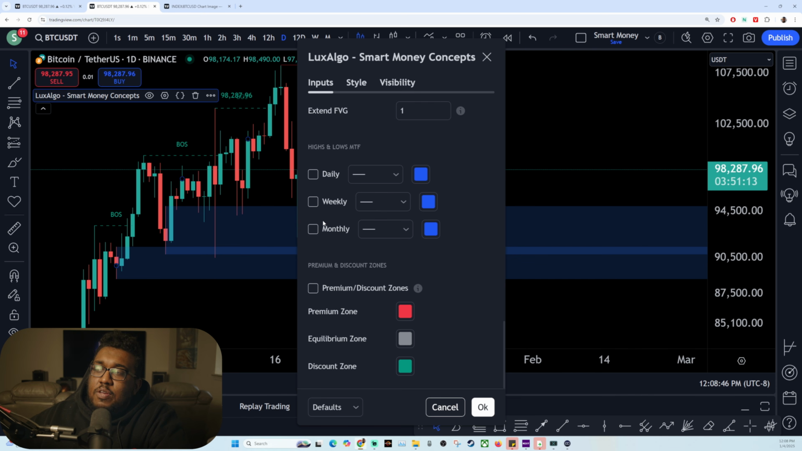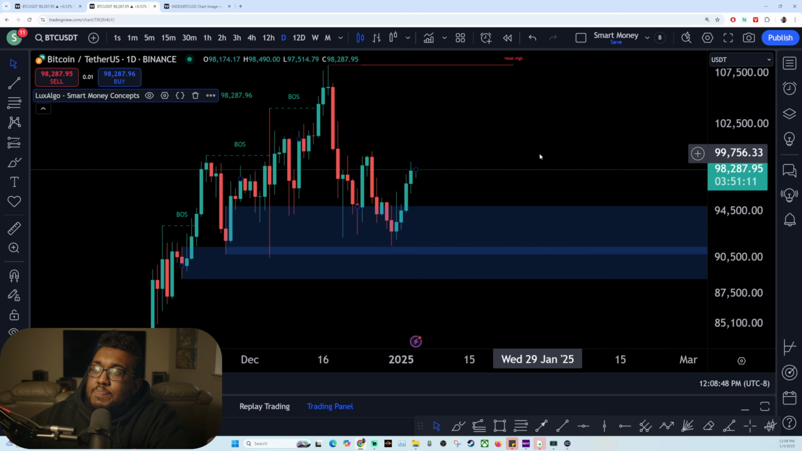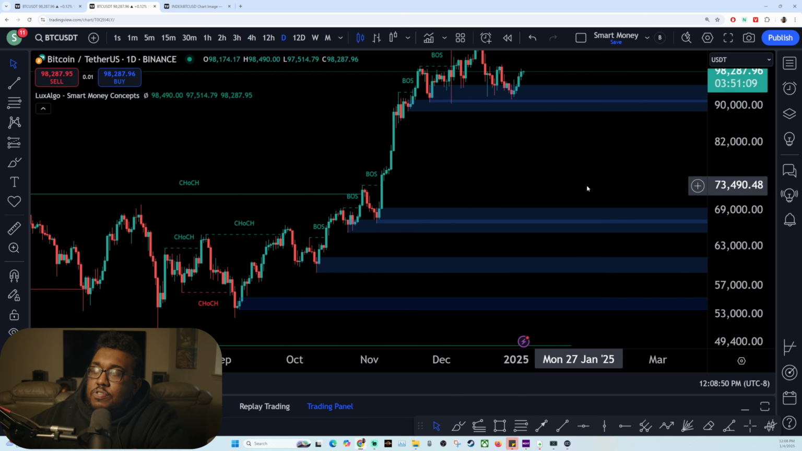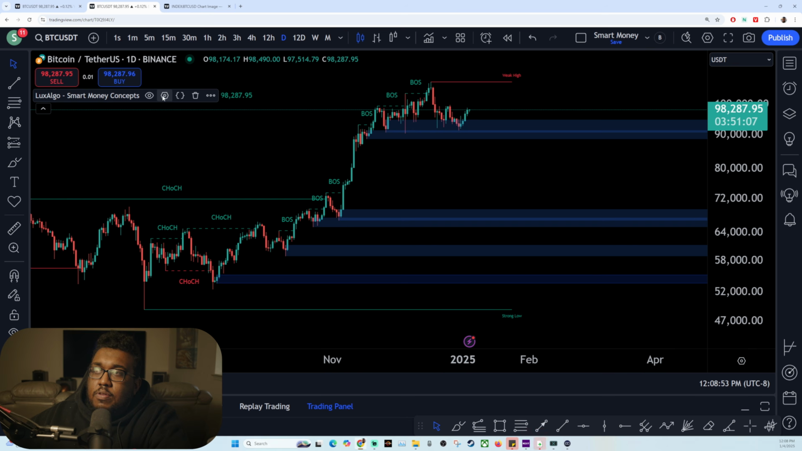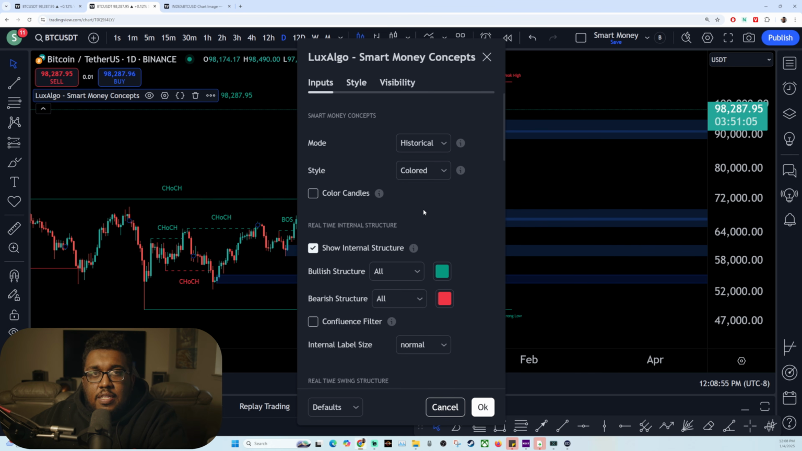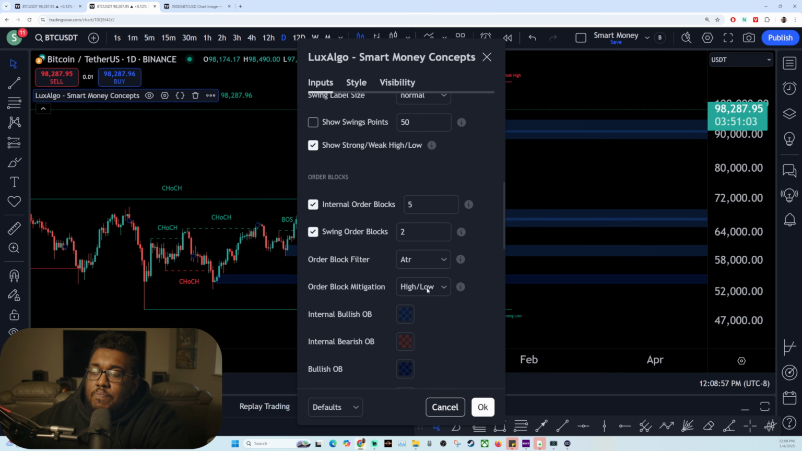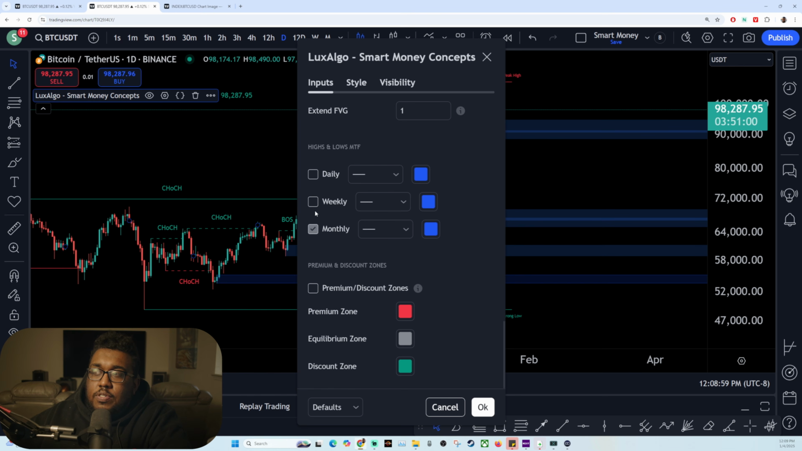Next up, you have daily, weekly, monthly, high, and lows. This basically will just put a little bit of a line on your screen, and it'll just show you, hey, this was the monthly low, this was the monthly high, this was the daily low, daily high, weekly low. And all those are just levels of support and resistance you guys might want to keep track of.